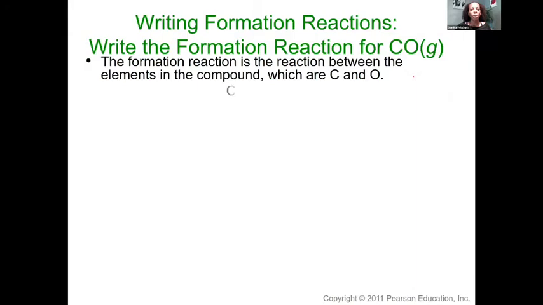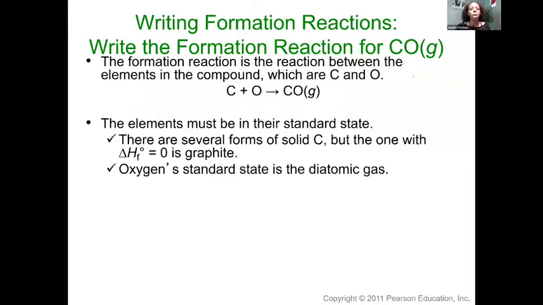When writing out these formation reactions, an example shown here is carbon monoxide. We know carbon monoxide involves carbon and oxygen coming together to form this compound. As you predict this formation reaction, remember that the elements must be in their standard states. If we look at that table, solid carbon is 0, and the standard state of oxygen is the diatomic form, O2. So in reality, we would have 1 carbon plus O2 to get carbon monoxide.